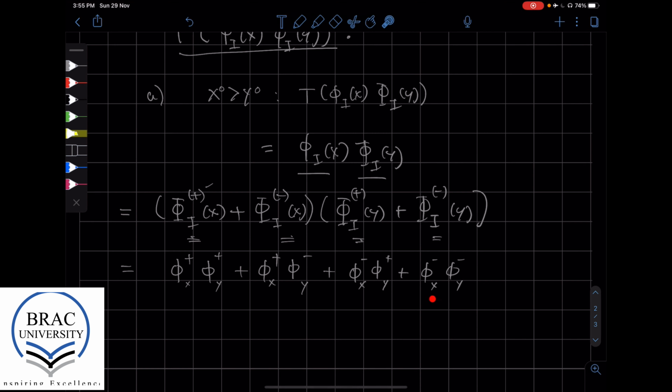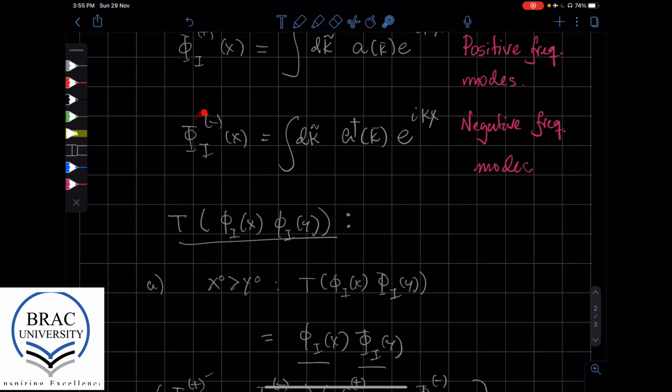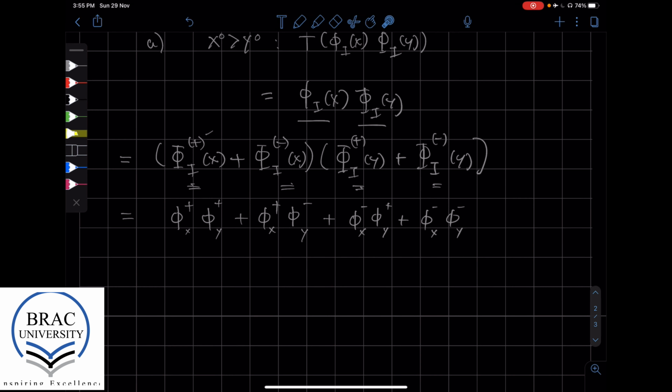We see that both of these terms contain creation operators, because the minus have creation operators. So this is already normal ordered. This has a creation operator in this operator and an annihilation operator in this operator. Therefore, this is also normal ordered. And this is also normal ordered because they both contain annihilation operators. However, this term is not normal ordered because this has an annihilation operator and this has a creation operator. So we have to do something with this term.